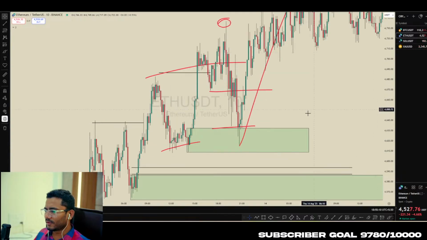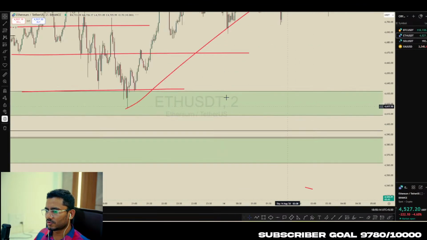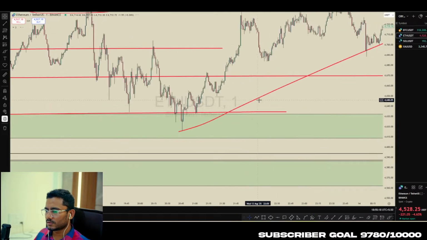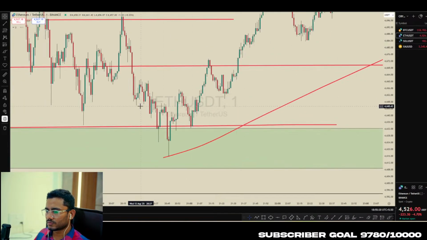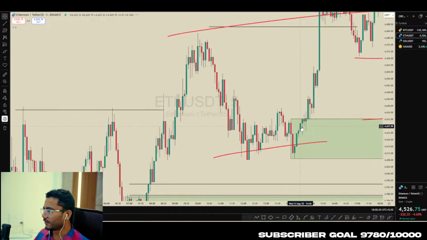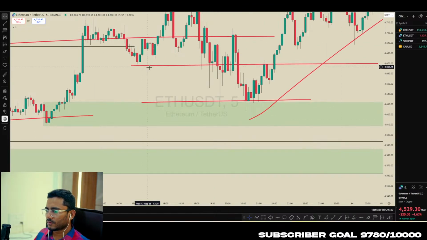Engulfing is something where price, you can just search on Google also. Search on Google.